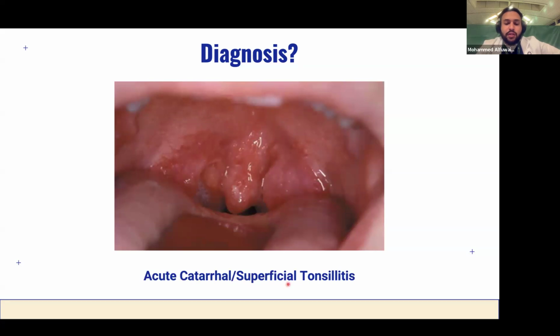This is acute catarrhal or superficial tonsillitis, which is seen in viral infection. You can see it's red, but there's no exudates. This is why we said if we see exudates, this is most likely bacterial. No exudates, usually viral, so what we call acute catarrhal or superficial tonsillitis. Red only. This is usually viral.